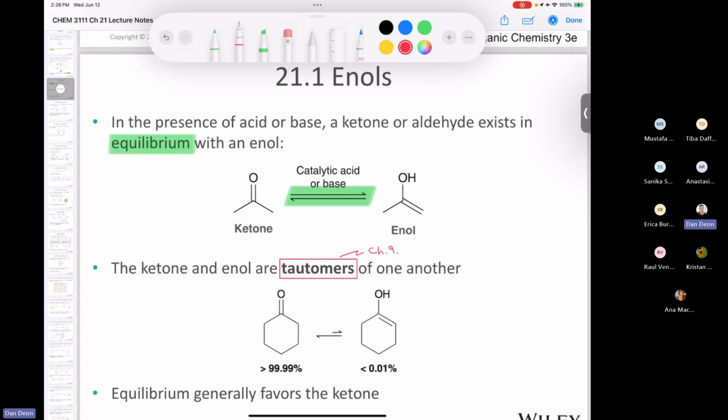Anyhow, if you look at the equilibrium here, this is called cyclohexanone, and you can see its enol form over here. If you have a bottle of pure cyclohexanone, which is a liquid at room temperature, and you analyzed it, you'd see that greater than 99.99% of the molecules are in the ketone form. That means out of 10,000 molecules, 9,999 would be in the ketone form, and very, very few would be in the enol form. So in general, this is a rule too: equilibrium generally favors the ketone.